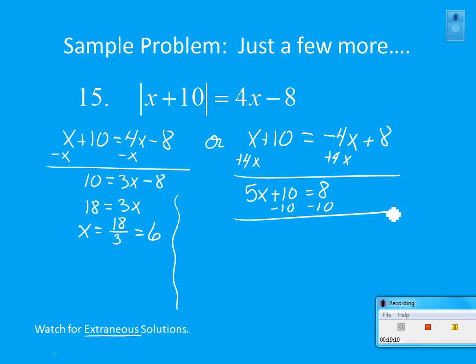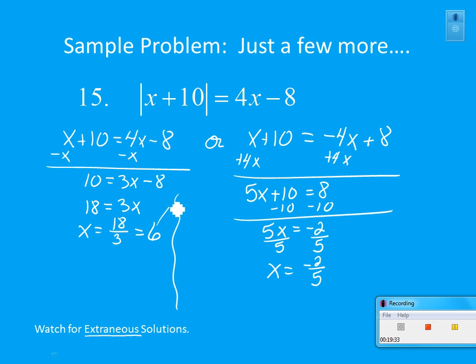I'm going to subtract 10 from both sides. So I have 5x equal negative 2. I'm going to divide both sides by 5, and I'm going to get another answer of negative 2/5. Hey, now I got to pause here for just a second. You only have to do this when there's a variable on both sides. I need to make sure both of these answers work.